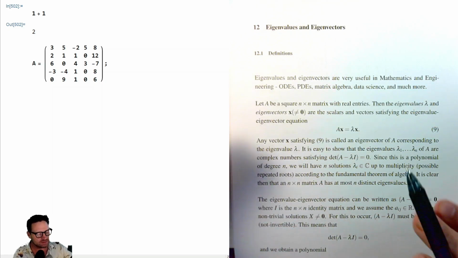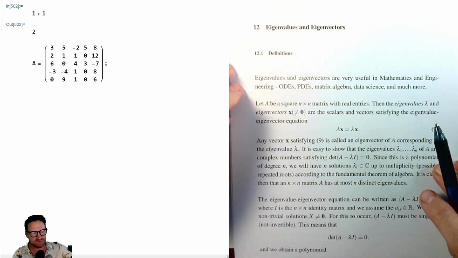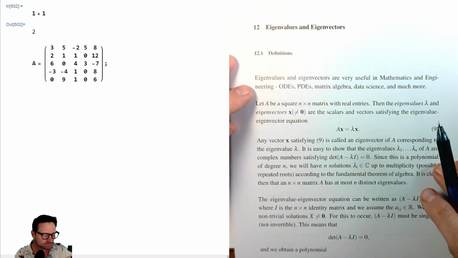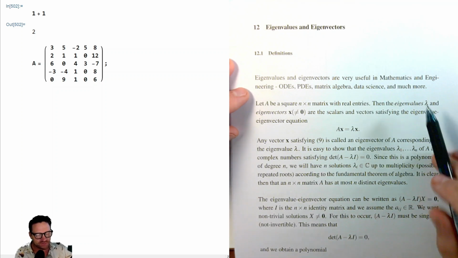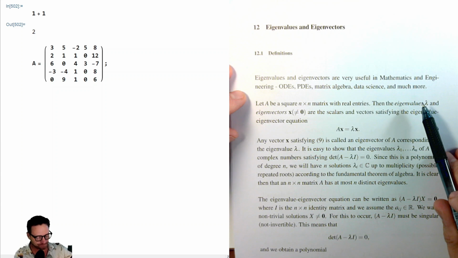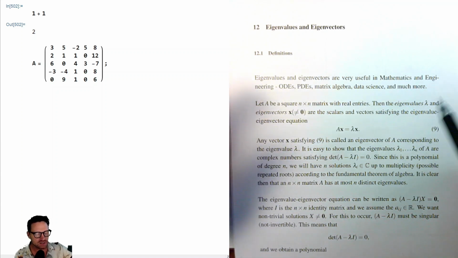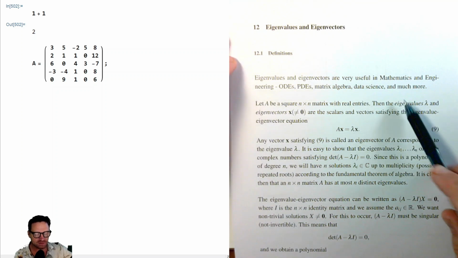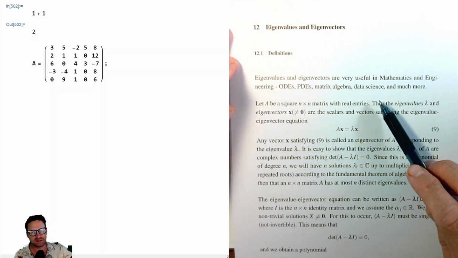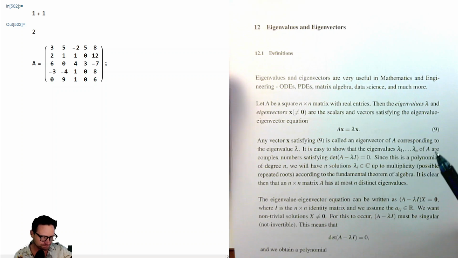Welcome! Today we're going to look at eigenvalues and eigenvectors. These are really useful in mathematics and engineering, in solving ODEs, so ordinary differential equations, partial differential equations. They're useful in matrix algebra. They're useful in data science and machine learning, and much more.